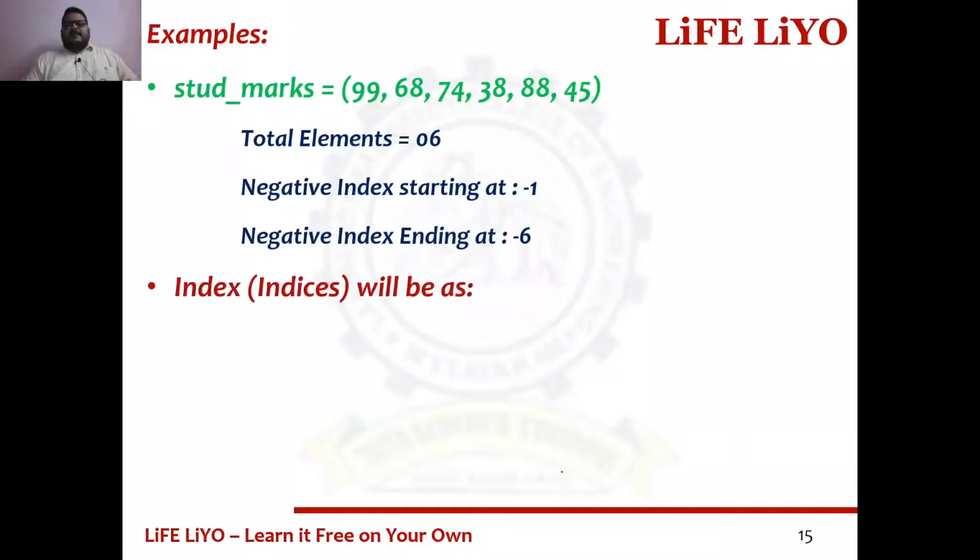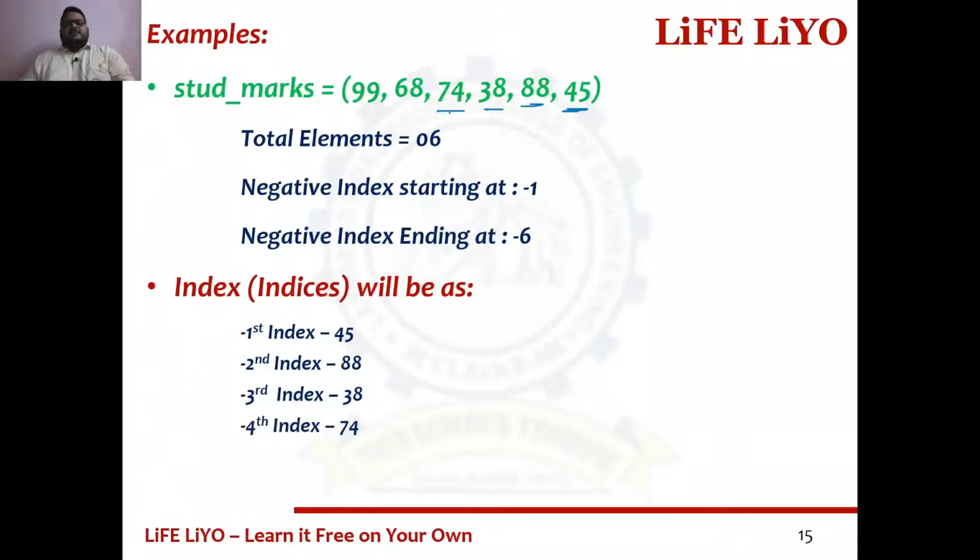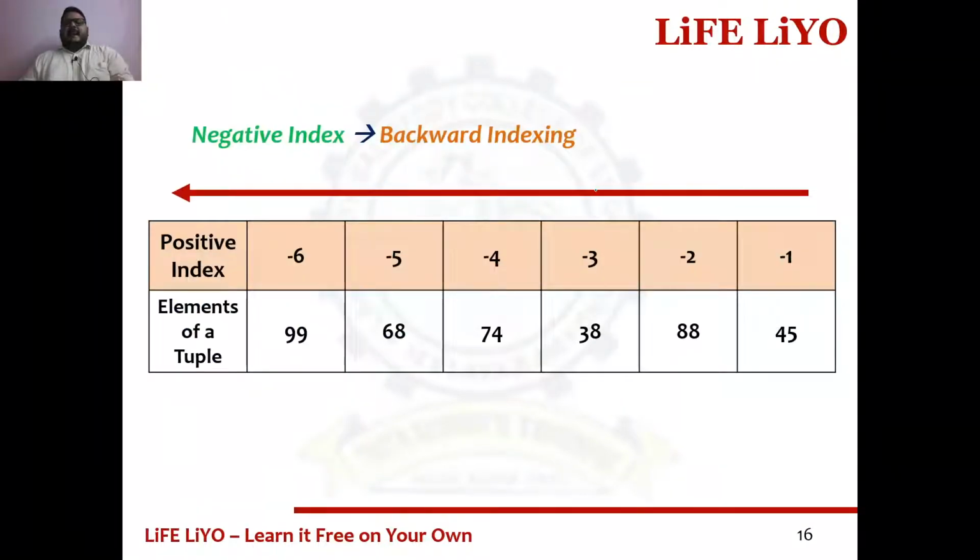First, -1 index, that is 45. 88 is the -2 index, 38 is -3, 74 is -4, 68 is -5, 99 is -6. This is the backward indexing, which gives the indexing from the last element to the starting element.